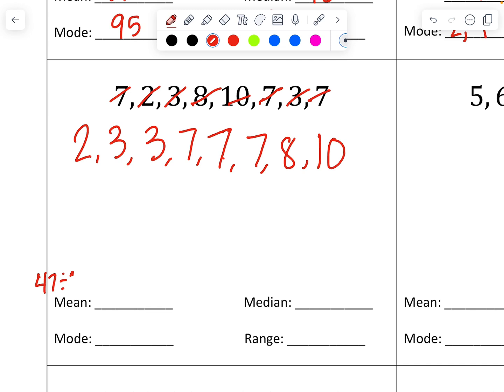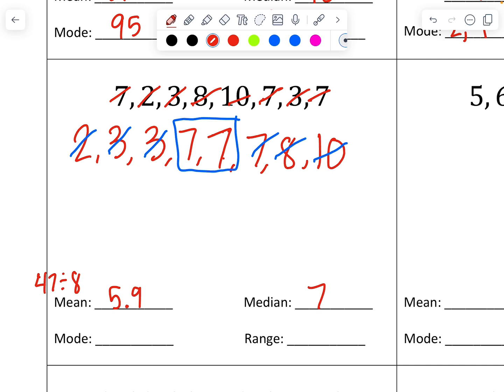So for the median, we're going to cross them off until we find the middle. And so we have 2 and 10, and then 3 and 8, and then 3 and 7. And so I can see I have 2 numbers, 7 and 7. Okay. And since we have two numbers, we have to add and divide them by 2. Okay, 7 plus 7 is 14. 14 divided by 2 is 7. So our median would just be 7. So if you have the same number in the middle, it's just going to be whatever number is in the middle, like those two. Okay.